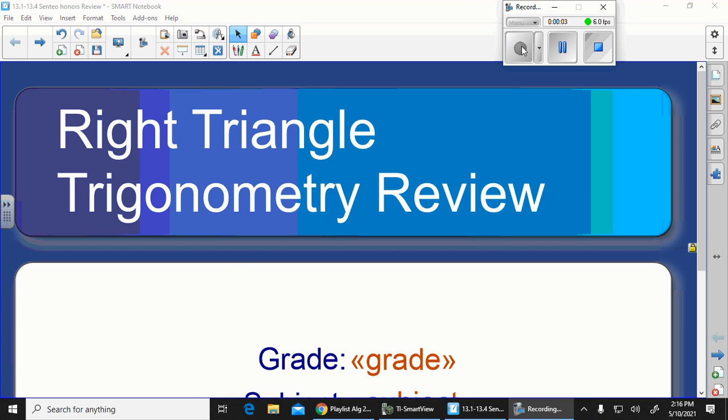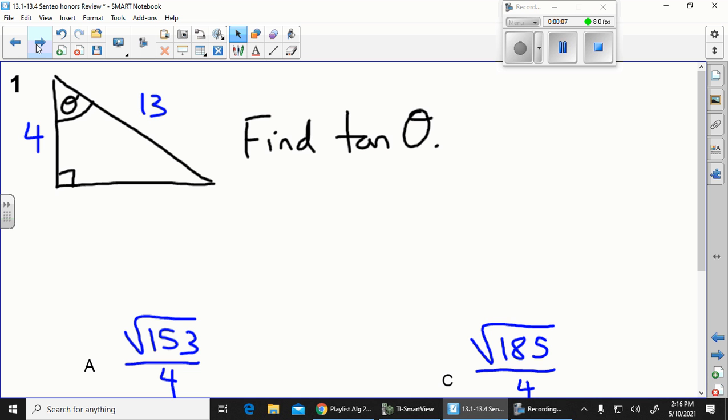Okay, I'm going to give you the answers to this review if you chose to look at it. So, number one, find the tan of theta. You look at theta, tangent is opposite over adjacent. You need to find that side.